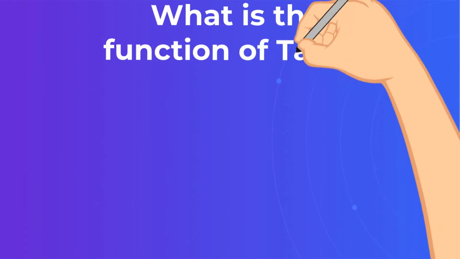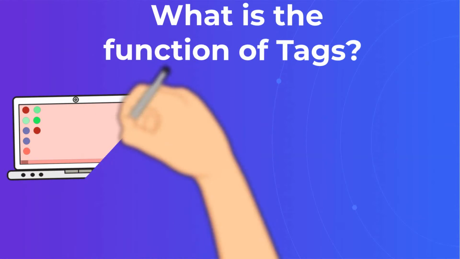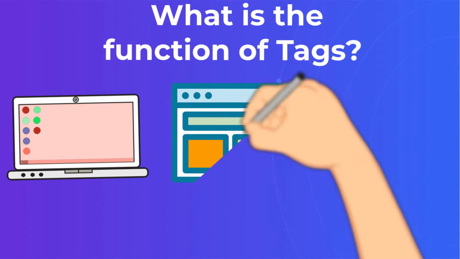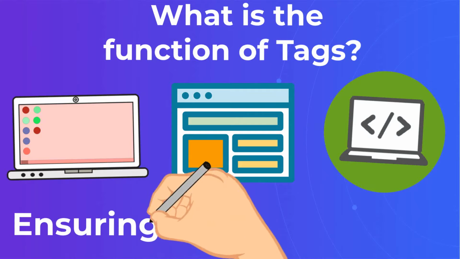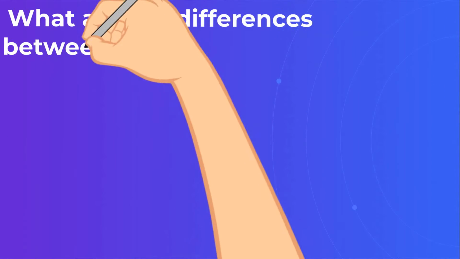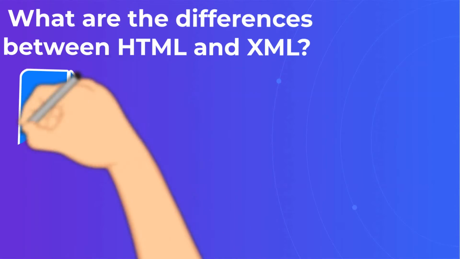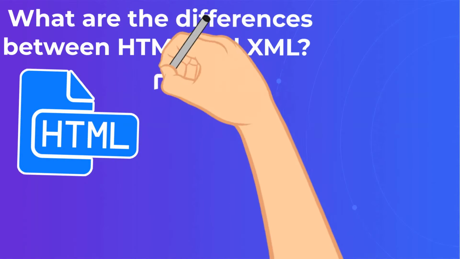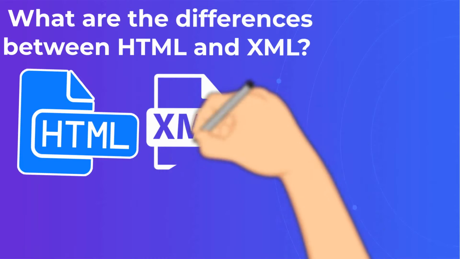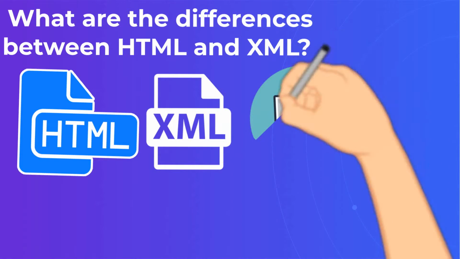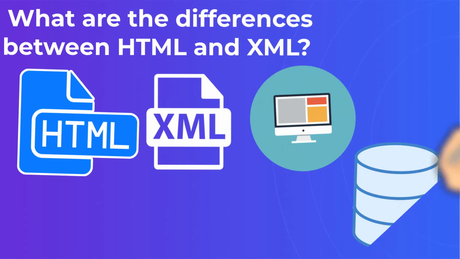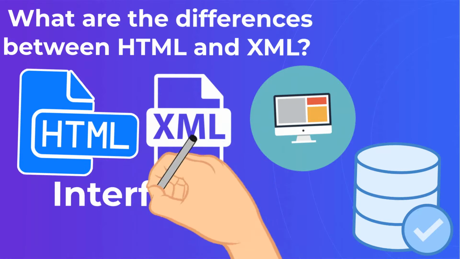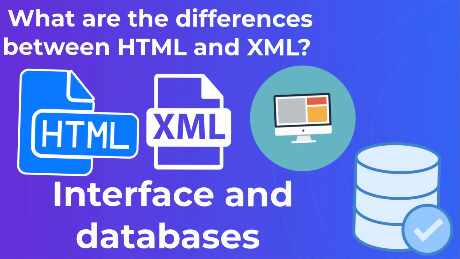What is the function of tags? Tags are HTML commands that are placed around copy and content to ensure it behaves on the page as it should. It starts with the opening tag and ends with the closing tag. What are the differences between HTML and XML? HTML is good for rendering things on the screen, while XML is better for describing what things are. HTML emphasizes the front end, focusing on the user experience, while XML is more back-end focused and regulates processes and databases talking to each other.